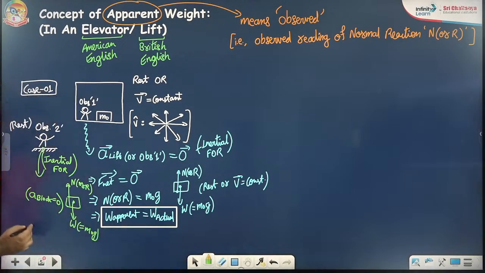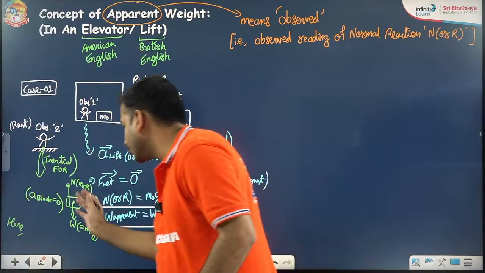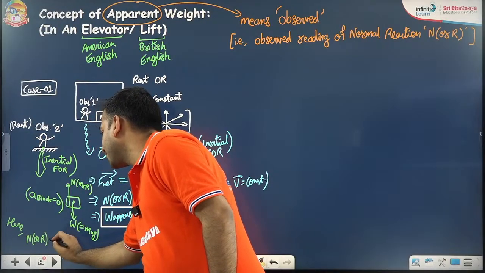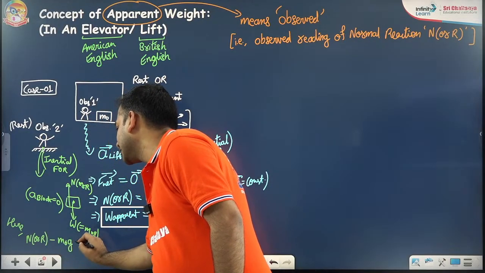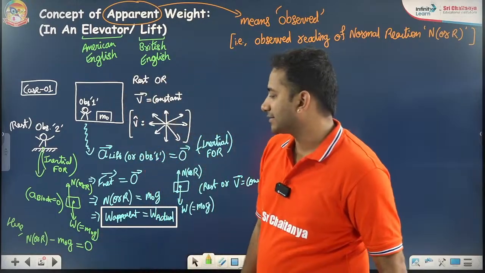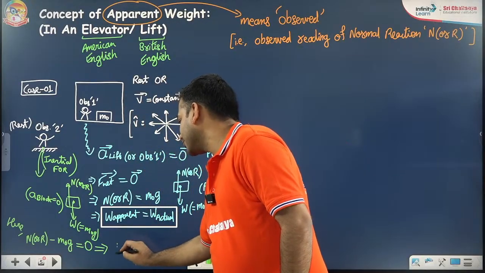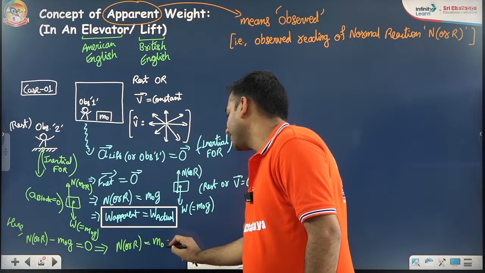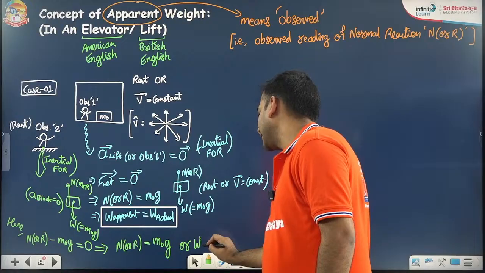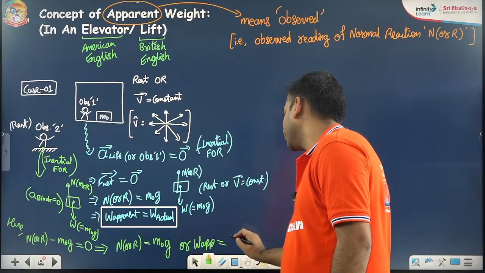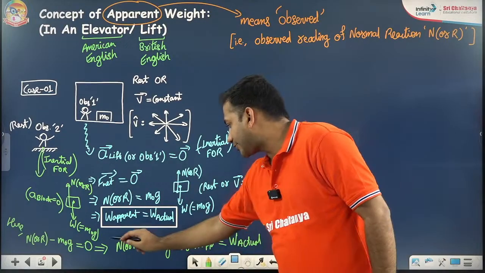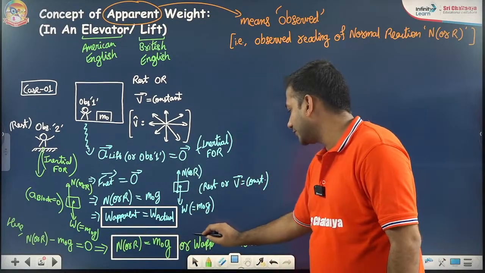According to this observer 2, the forces acting on it are N or R upwards minus m naught g downwards. That must be equal to 0 because the net acceleration is 0. This implies N or R will again be equal to m naught g, or your apparent weight must be equal to your actual weight. See, again and again I am concluding the same thing.